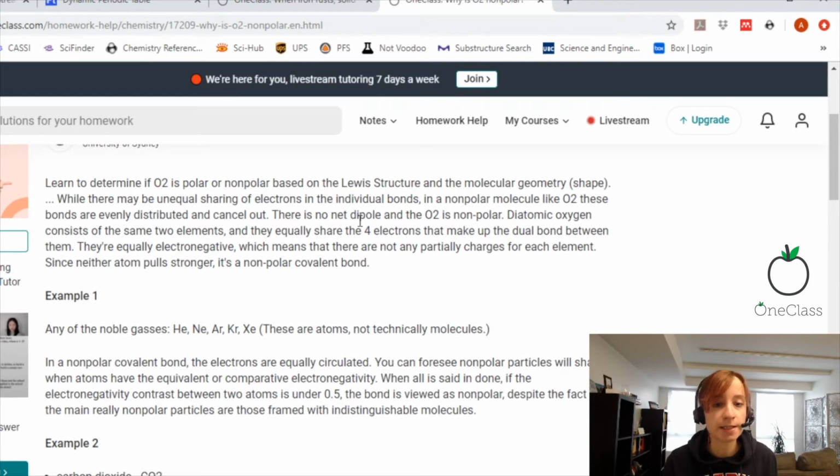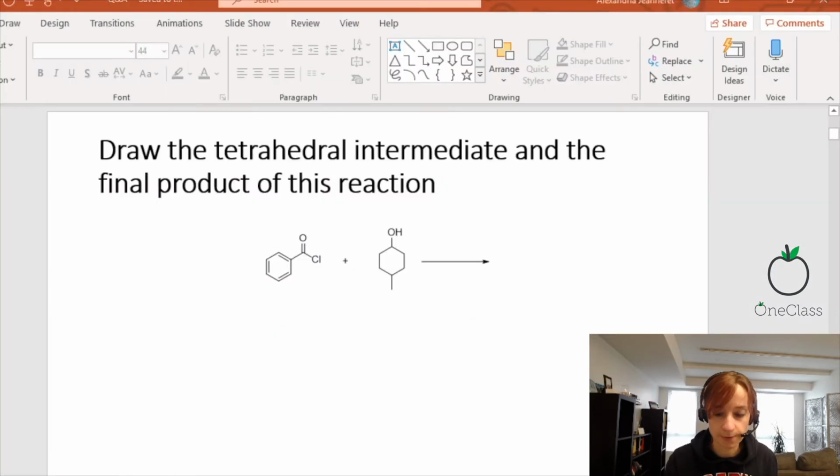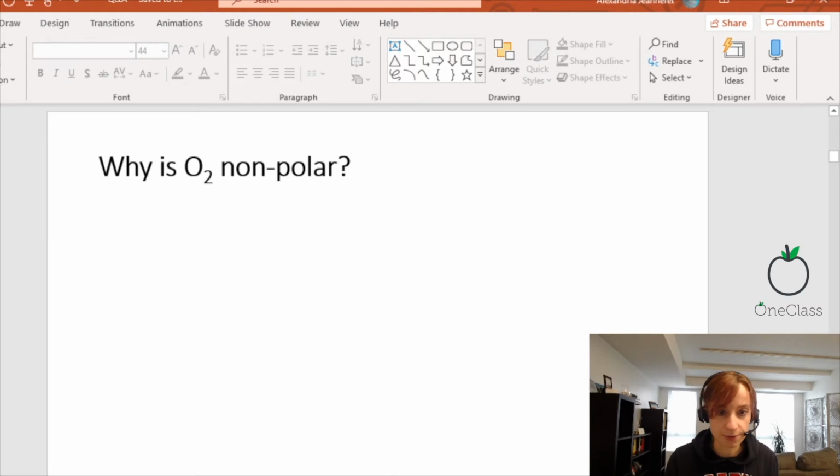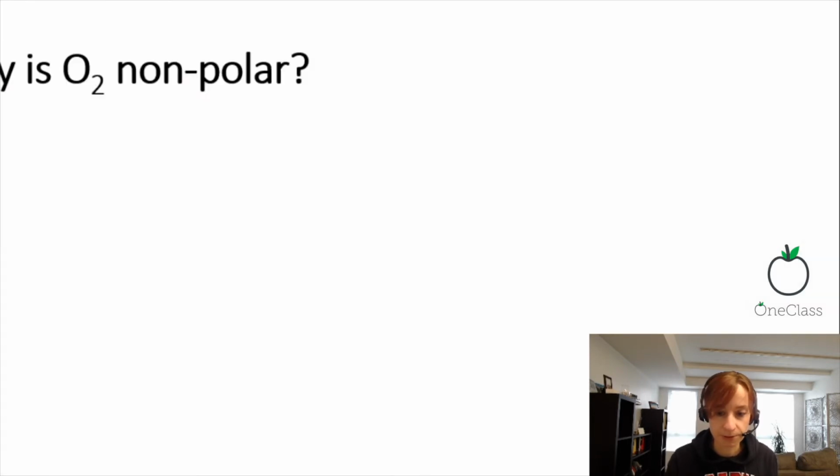There can be unequal sharing of electrons in individual bonds, and there are in a nonpolar molecule like O2. These bonds are evenly distributed because of the way it's shaped, and therefore the pull of electrons cancels each other out. So I'm going to draw that out because once I draw out the Lewis structure, it will be much more clear what I mean by sharing of electrons.